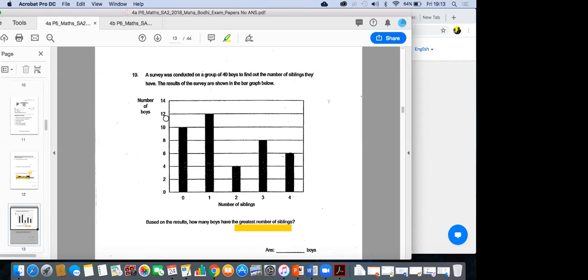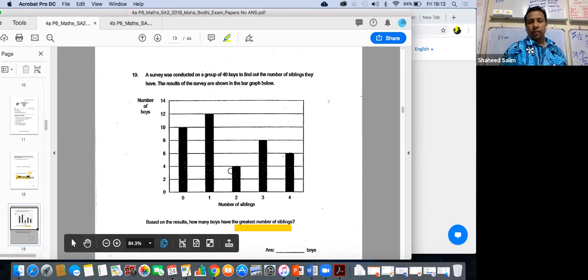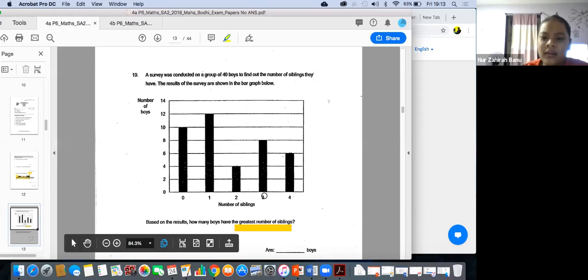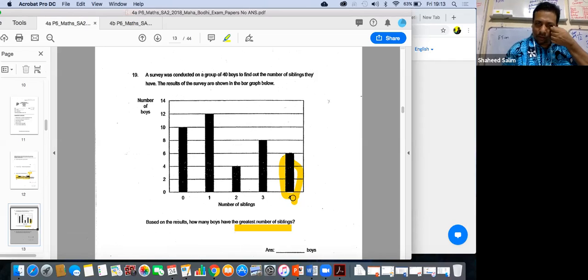12 boys got only one sibling. Four boys got 2 siblings. 8 boys got 3 siblings. 6 boys got 4 siblings. This is the highest number of siblings. So this is actually a trick question.